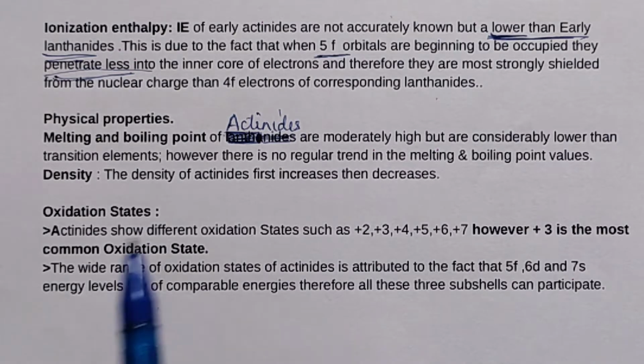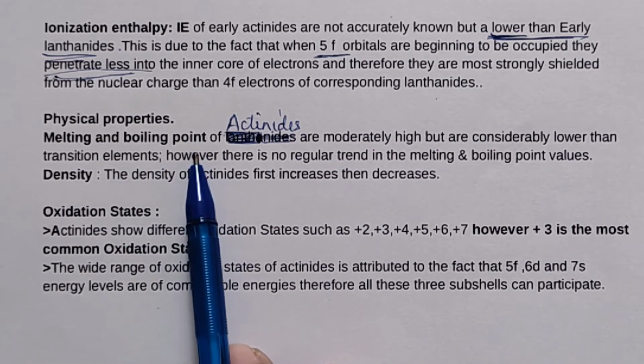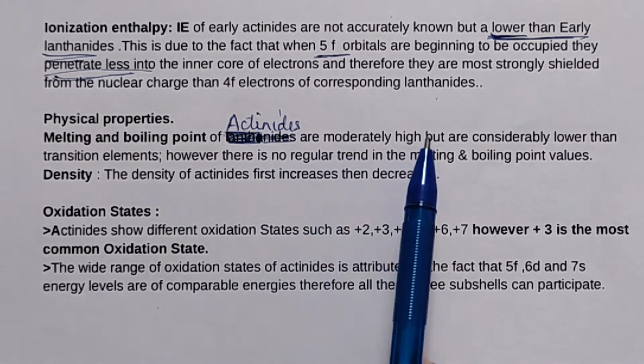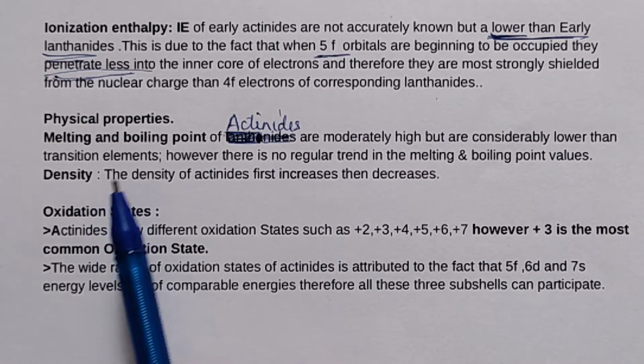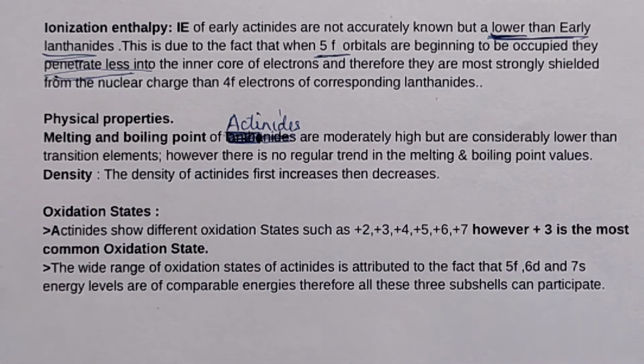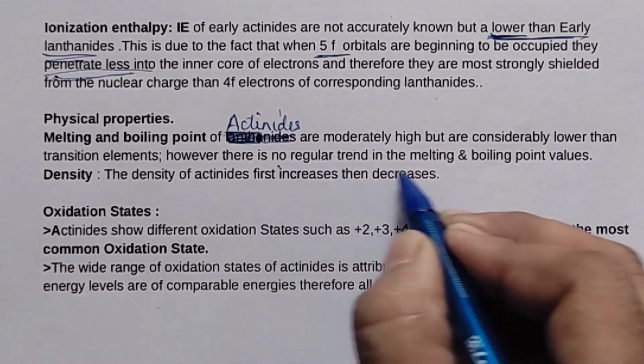Next property, physical property. Melting and boiling points of actinides are moderately high. They are lower than the transition elements. They are comparatively high because the size is small, but lower than the transition elements, and there is no regular trend found.